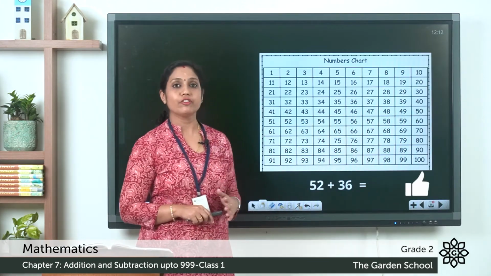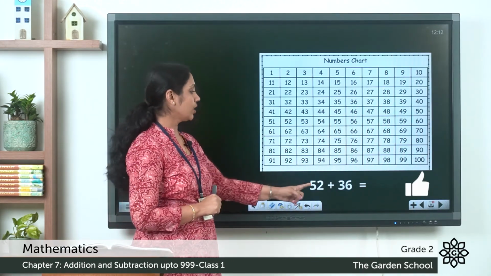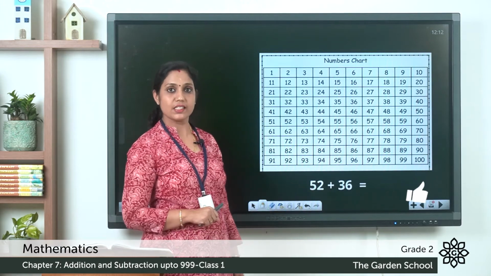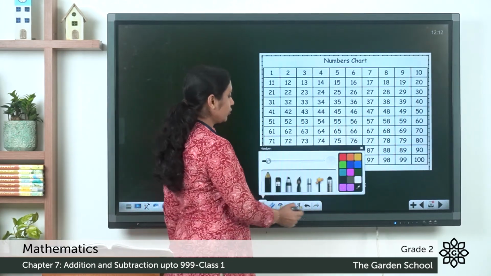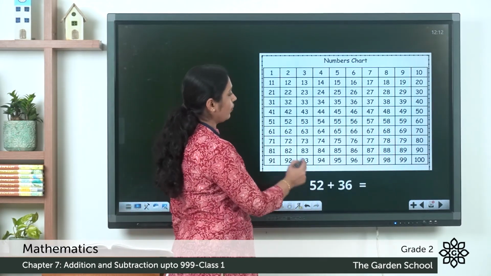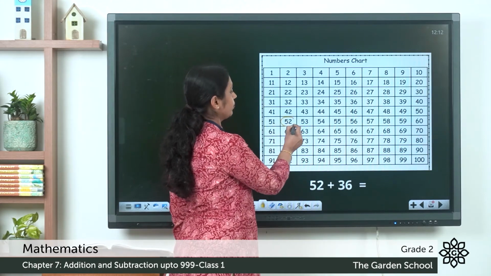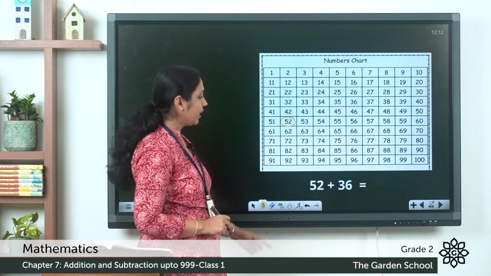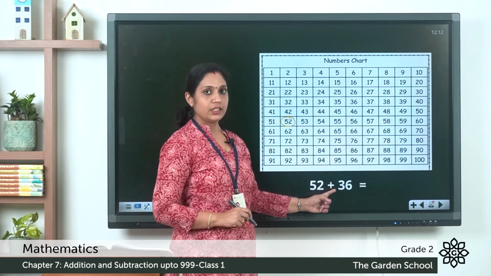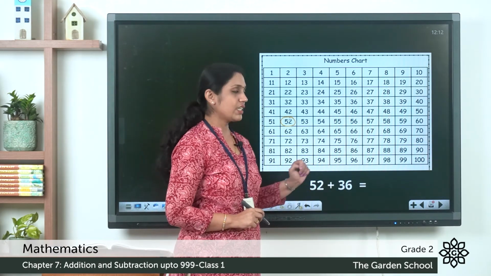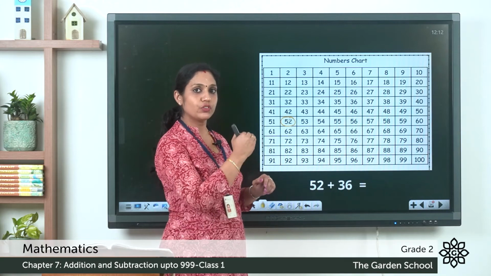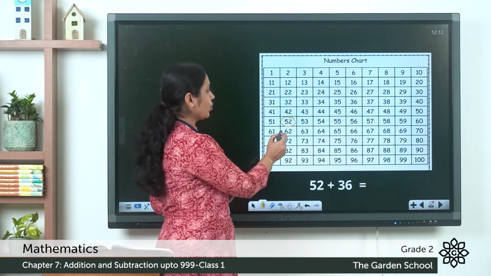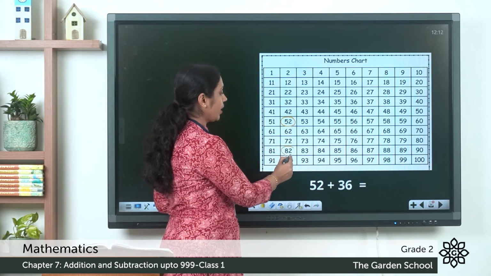Next we have 52 plus 36. So let's take the first addend, that is 52. So first let's find where the number 52 is. And then look at the second addend, that is 36. In the number 36 we have 3 tens and 6 ones. So we have to move 3 steps downwards. So 1, 2, 3, you reach the number 82.